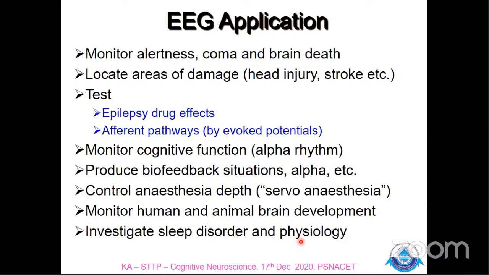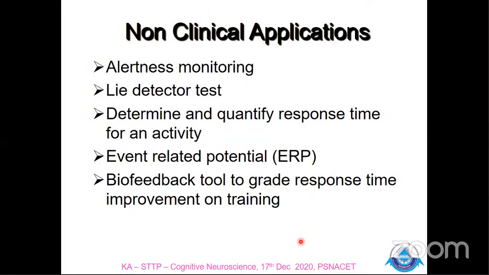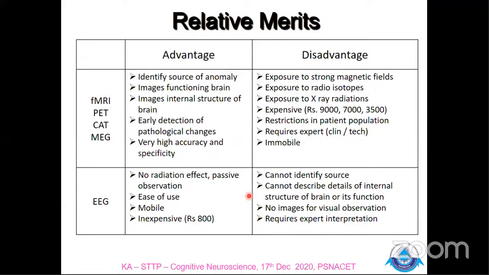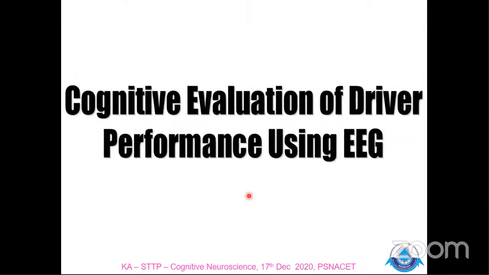There are clinical and non-clinical applications. This is the non-clinical side. We can do alertness monitoring and lie detection, which most foreign countries use, to determine whether the person is telling the truth or not. We can also quantify reaction time, event related potentials, and biofeedback therapy can improve treatment and brain function. This slide also gives the merits and relative demerits of imaging modalities for brain signals.